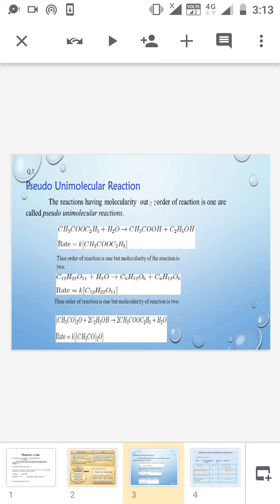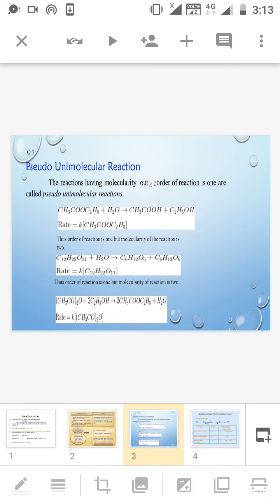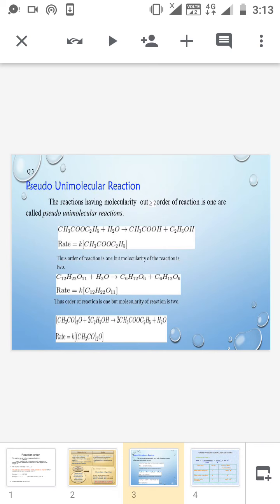And there is another example. The order of the reaction is 1, but the molecularity of the reaction is 2. It is very important. This is mainly because two molecules, a water molecule and an ester molecule, are involved in the chemical reaction. Thus the order of the reaction is 1, but the molecularity of the reaction is 2.